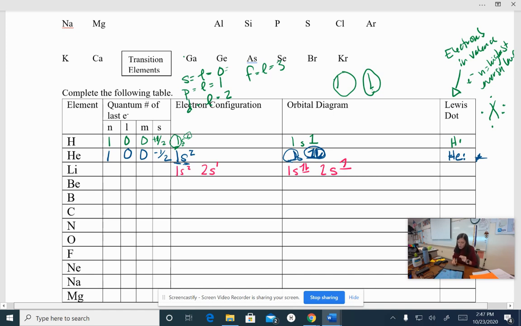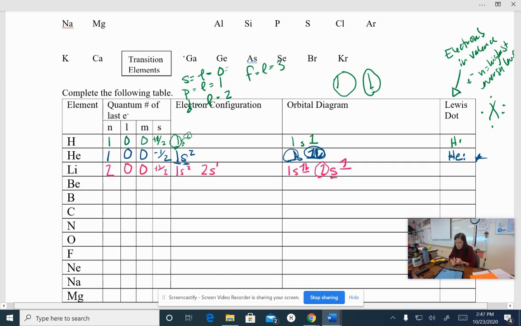Now, for our quantum numbers, let's do quantum numbers first before we do our dot. That last electron we put in was in the second energy level. It was in an s orbital. So an s orbital, the L number is 0. The M number is also 0 because there's only one orientation. And it was an upspin, so our electron will be +1/2.